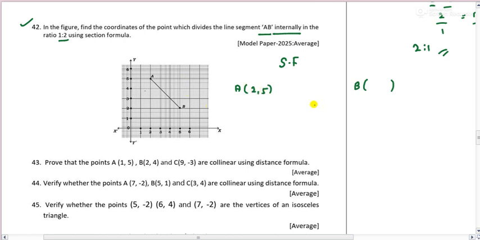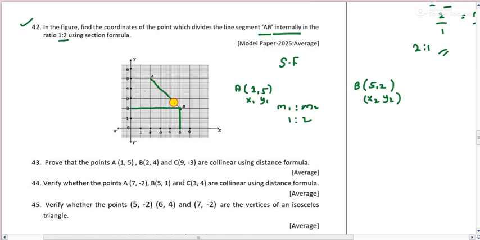What about B? The value of B. 5 comma 2, coordinates. Yes, it is 5 comma 2. So A and B are given, and they have also given the ratio m1, m2. So m1 is to m2 is 1 is to 2. This is x1, y1, and here x2, y2. You need to find the coordinate which divides the line.